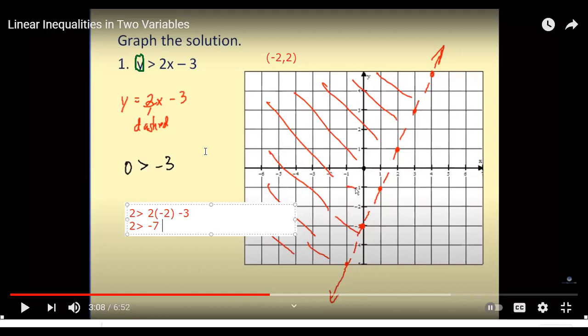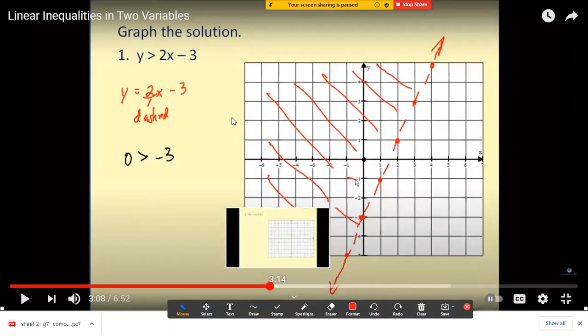Yes, but you said that if it belongs to the dashed line... Listen to me. If it belongs to the dashed line or under the dashed line, it's not a solution. But above the dashed line, it will be a solution. Understood? Okay. Any other question, grade 9?